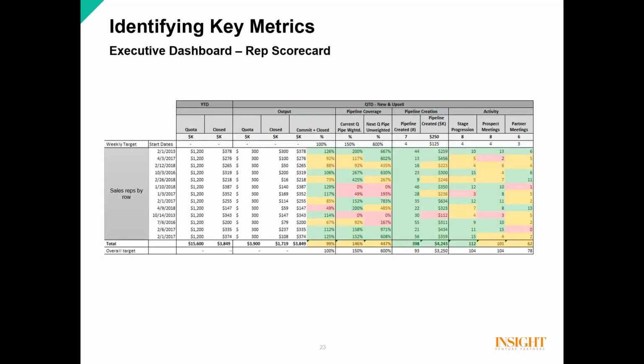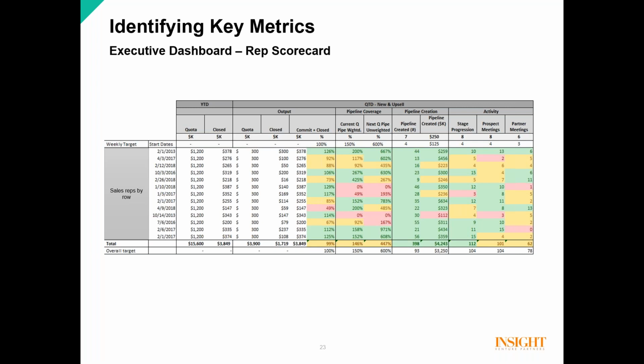So here's an example of the exec level dashboard, and we use this in Excel. You can use this in any platform that you feel comfortable in. But if you notice, we've got sales reps by row. We've got the results on the left, the year-to-date, quota and close and output. We've got some leading indicators in the middle under pipeline creation. And then we have activities on the right. And the purpose of setting it up this way is this tells a story. This tells a cohesive story.